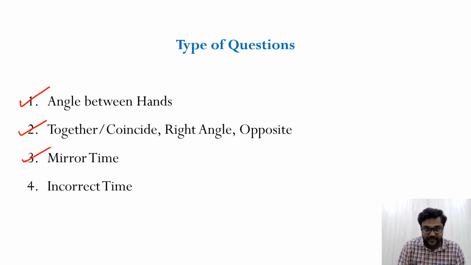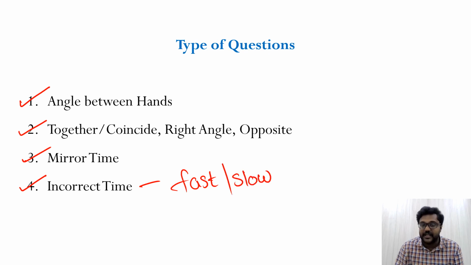Then mirror time. Normal time, suppose 1 o'clock, what is the time it will show in the mirror? Or you are seeing a watch without numbers in the mirror showing a certain time, then what is the correct time? And with incorrect time, the watch may be fast or slow. Related to that, we'll discuss the questions on incorrect time.